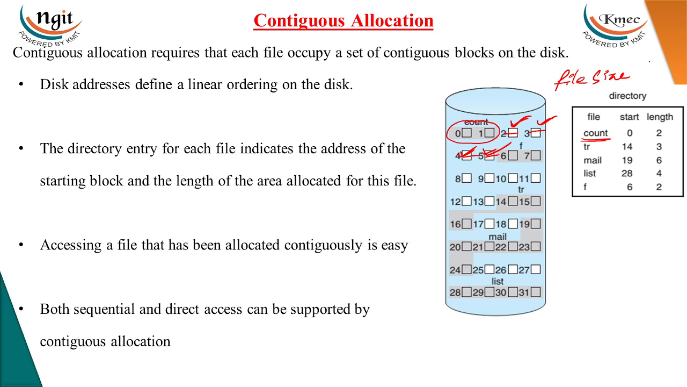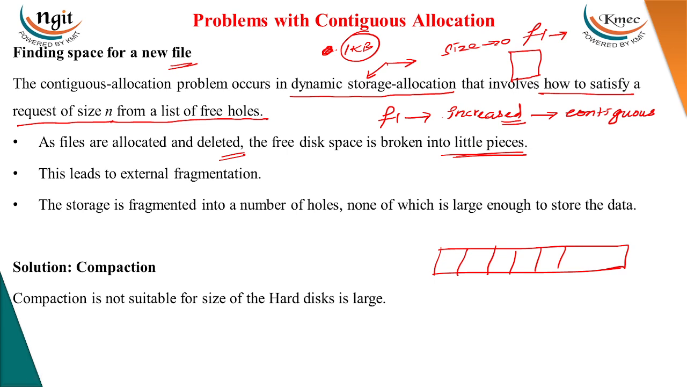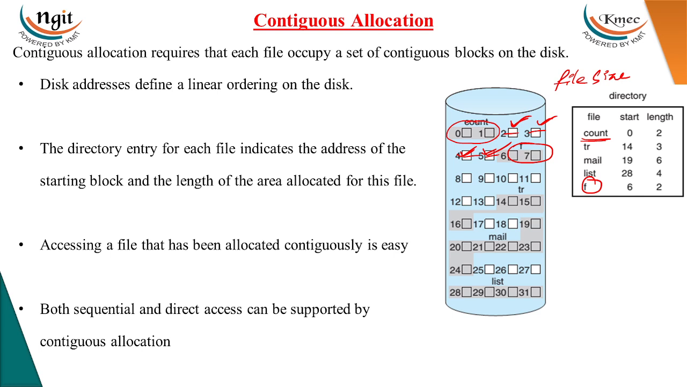Then blocks number 6 and 7 are not free. They are allocated to a file called f. This will become a problem when dynamic storage allocation is done. We have several free blocks, but the contiguous blocks are only 4. This will lead to the problem of external fragmentation.